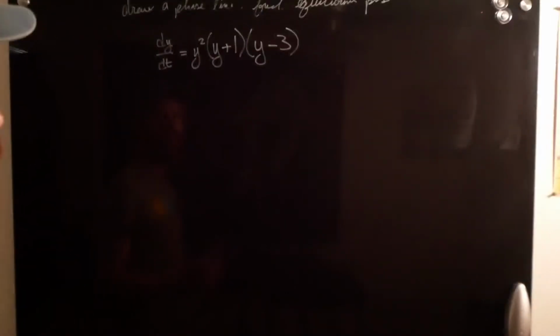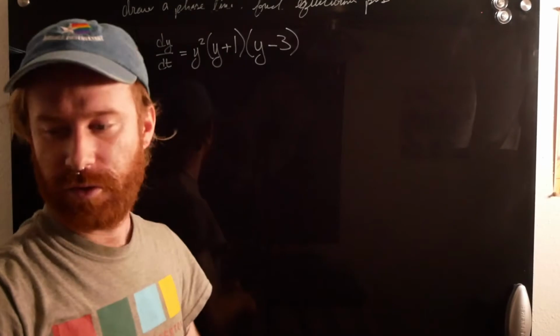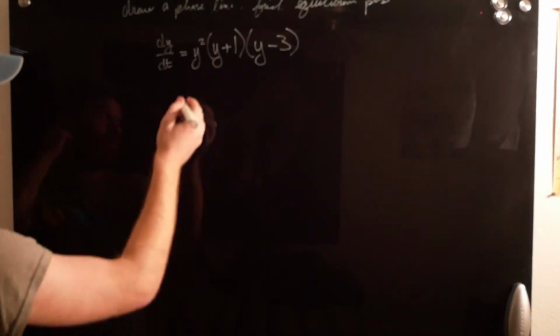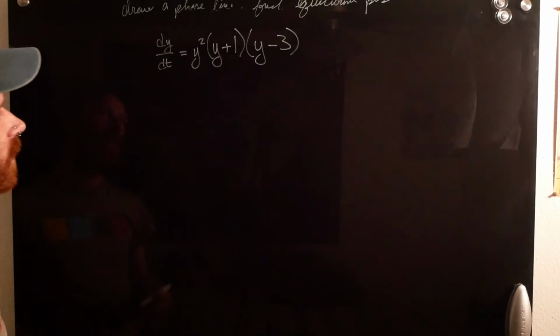Hello everybody, I'm going to be showing you how to draw phase lines in differential equations. It's the first chapter. I'm using the Wiley book. It's my first go at it, so bear with me. Okay, so we have dy/dt equals y squared times (y plus 1) times (y minus 3).